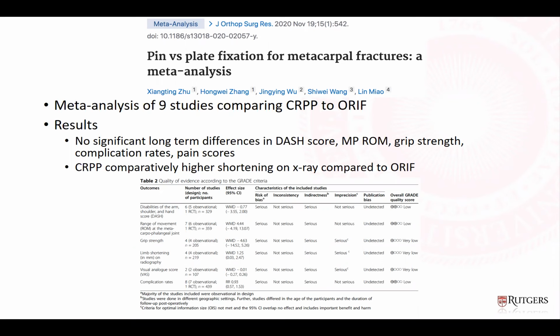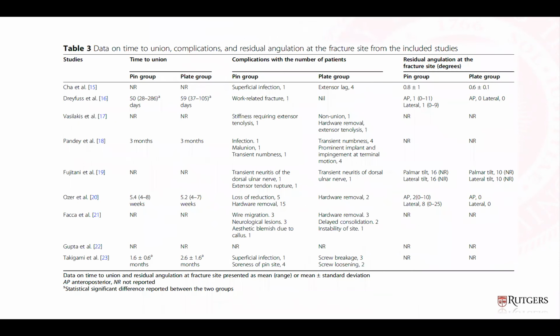In this meta-analysis, 9 studies compared CRPP to ORIF, and the results showed no real significant difference in long-term DASH score, MP range of motion, grip strength, complication rates, or pain scores. CRPP had comparatively higher shortening on X-ray compared to ORIF in this study. This is just a table highlighting the studies a little more in depth, comparing the complications of the pin group versus the plate group, and then residual angulation of each.